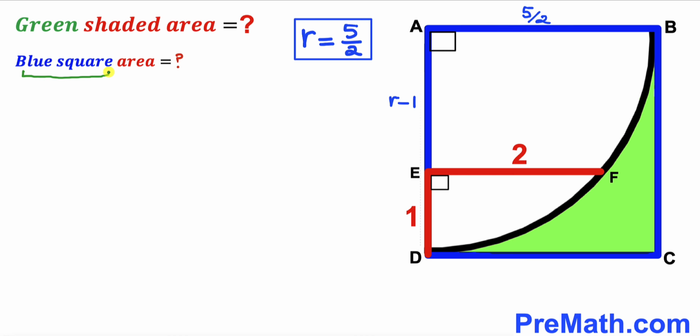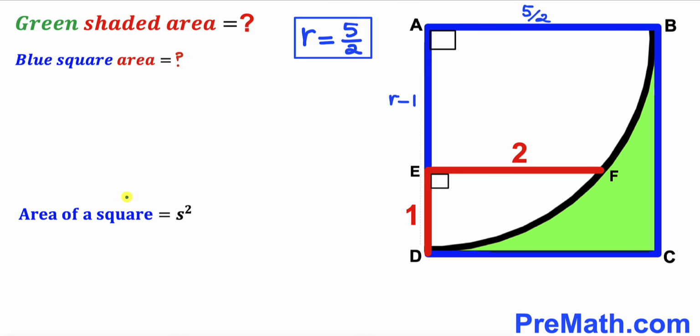Now we are going to calculate the area of this blue square ABCD. Let's recall the area of a square formula: area is equal to S square, where S represents the side length of the square. In our case, the side length of the square is 5 divided by 2. So the blue square area is going to be 5 divided by 2 whole square, and that is going to be equal to 25 divided by 4.